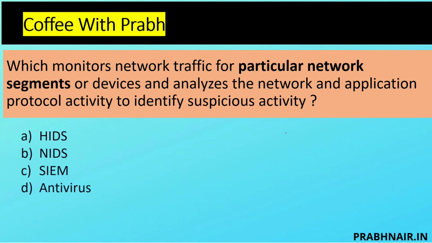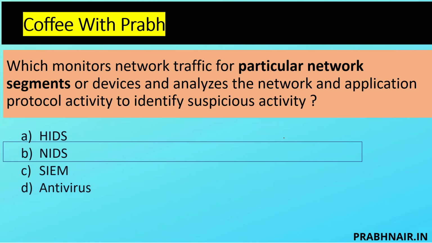Now the next one: which monitors network traffic for a particular network segment or device and analyzes network and application protocol activity to identify suspicious activity. Option A, HIDS, but HIDS is limited to the host. NIDS monitors at the network level. SIEM is more about enterprise monitoring, collecting and correlating. Antivirus is only used for detecting a virus. So the only option left is NIDS, network intrusion detection system.